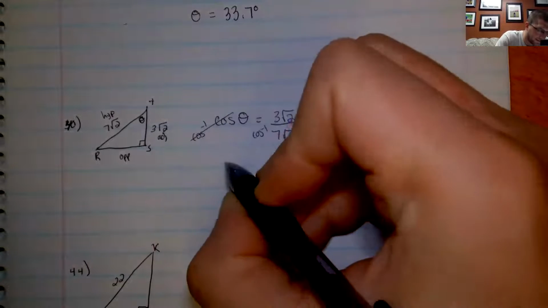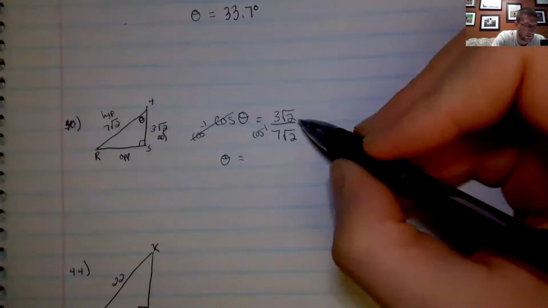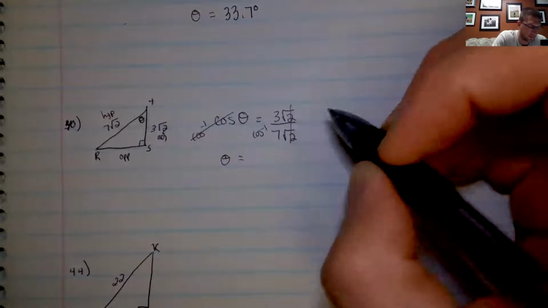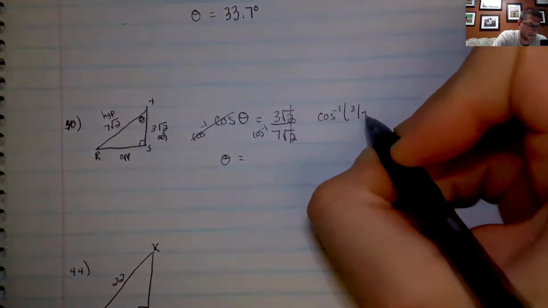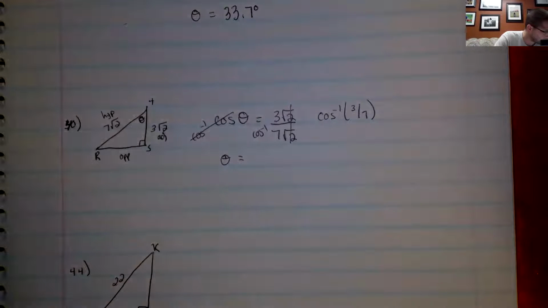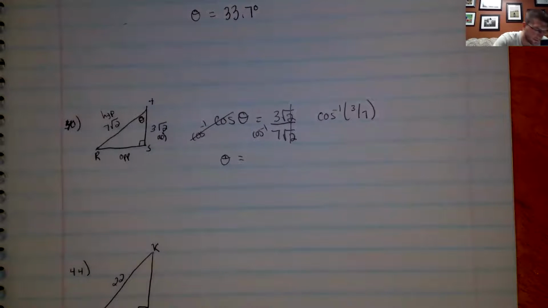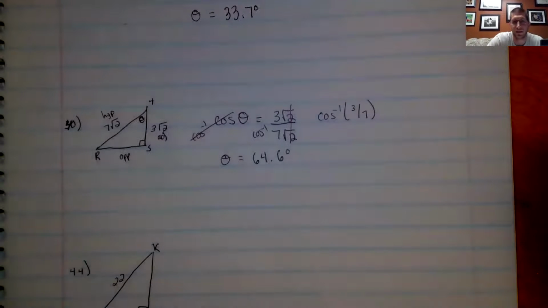So that gets rid of that. And then you could type this into your calculator, or you could also recognize that the root 2's will cross out. So really you just need to take the inverse cosine of 3 over 7. So if I do the inverse cosine of 3 divided by 7, that should give you 64.6 degrees. 64.6 degrees for that angle there. So that's not too bad as long as you have the setup.